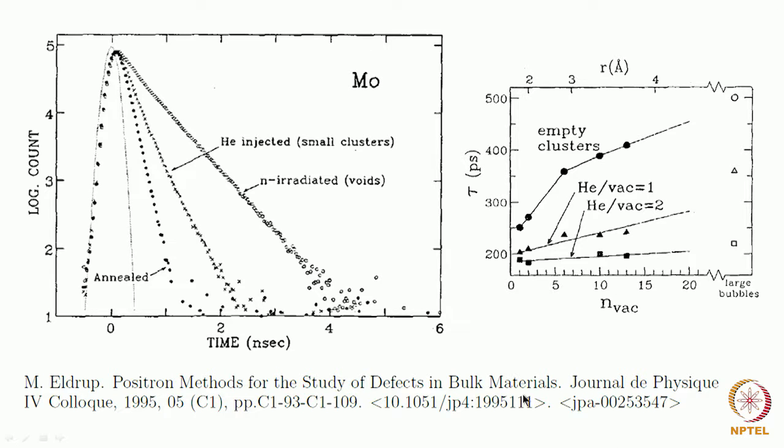This is another plot where, suppose a defect contains a number of vacancies, say about 5 or 10, this shows what the lifetime is going to be and how it changes with the number of vacancies present. In this particular case, where there are a lot of clusters with no helium ions associated with them, you can see that on increasing the number of vacancies in that region, the lifetime increases considerably.